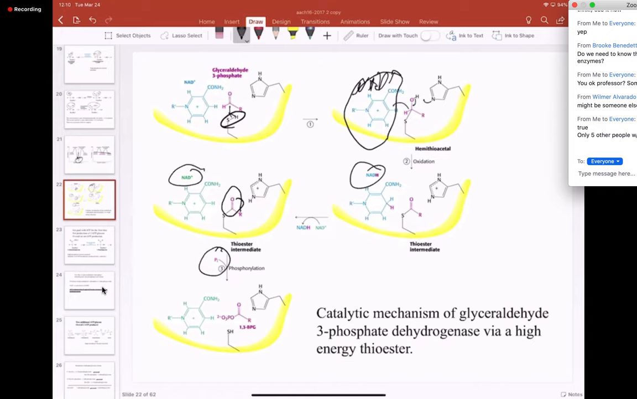And again, please understand that this mechanism is something that you need to know. You need to appreciate the sulfur here, and you need to create the base here, and you need to, again, understand NAD and NADH.